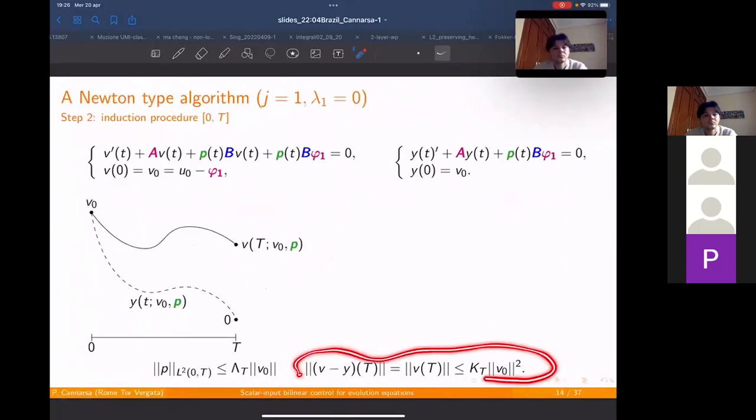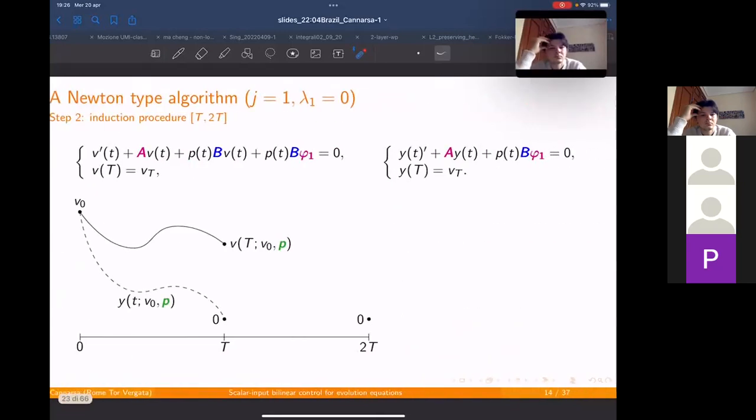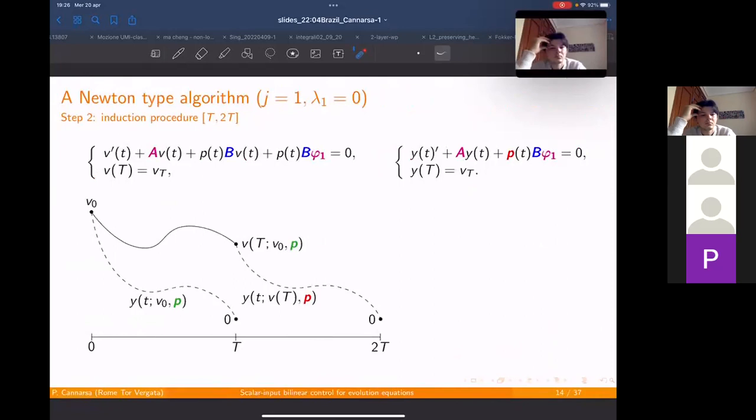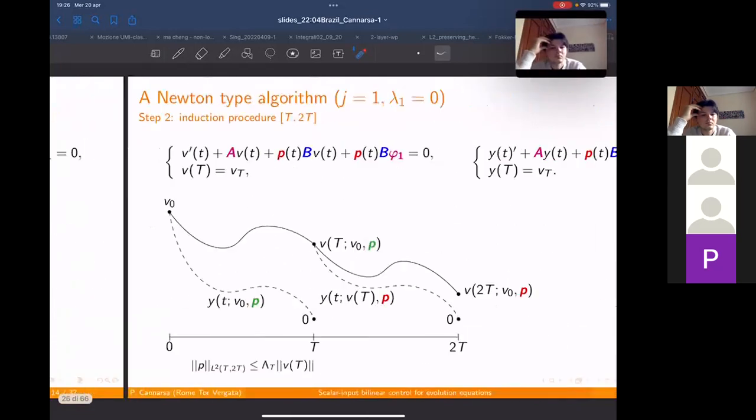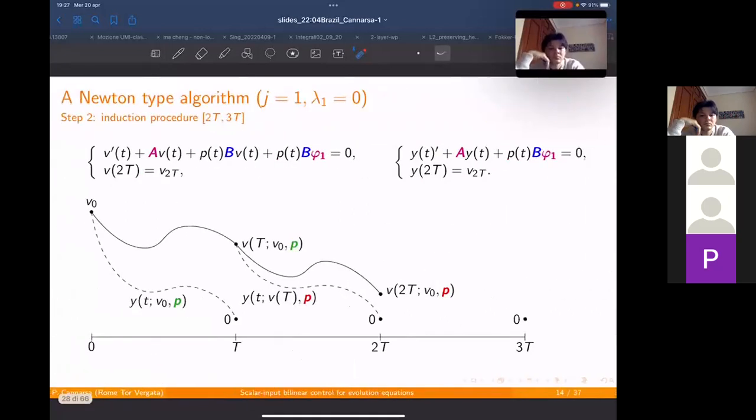In fact, this error is quadratic with respect to the norm of the initial condition. And this quadratic dependence adds up as I repeat this step by step on other intervals, like if I go from capital T to 2T, and so on and so forth. Now, of course, this will not take me to 0 in finite time because I am repeating this procedure on intervals of the same time length, capital T. So I get closer and closer because of the quadratic dependence of the error, but I will not touch 0 in finite time.